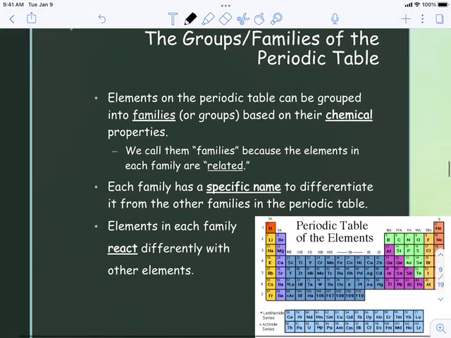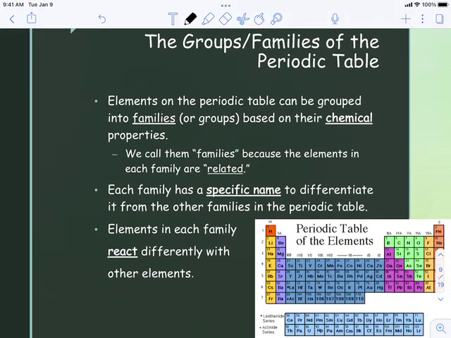Okay, I said this before with groups, but elements in the same group have similar chemical properties. Family, again, we don't call it that often, but if that helps you think of it, they're related. Families are related. There are specific names for the groups. We won't use all of them. Some will use more than others, but we'll go through them here.